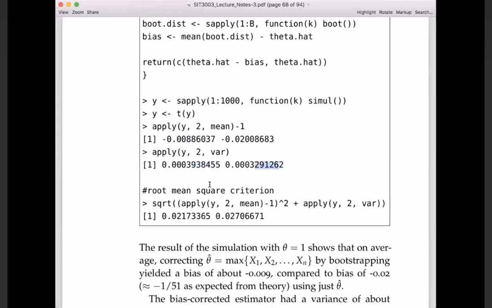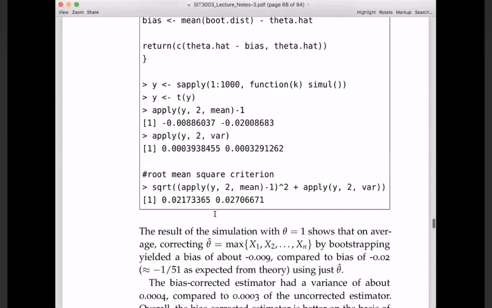So to judge this, you have to apply the root mean square criterion, where you square the bias and then add the variance. So you do this, you get the following. Here it shows you that the bootstrap bias corrected estimator is actually better than the estimator that's uncorrected.